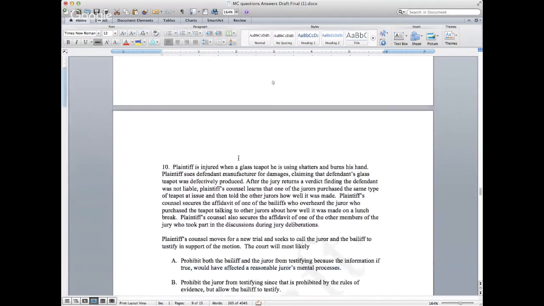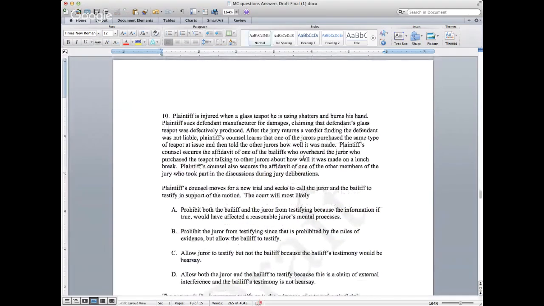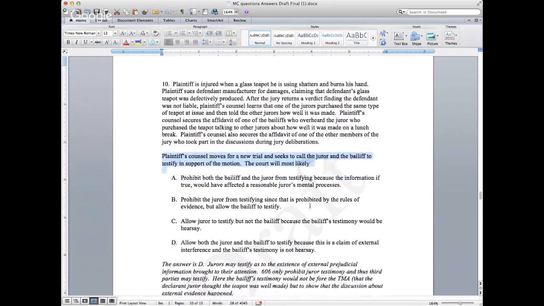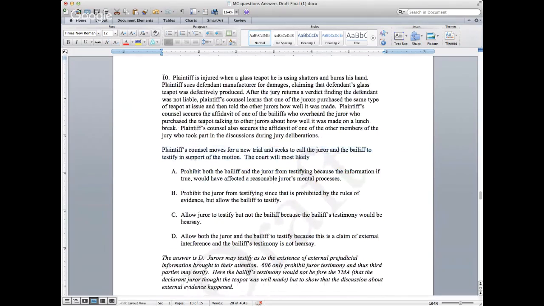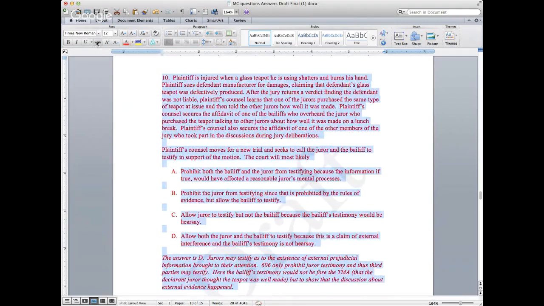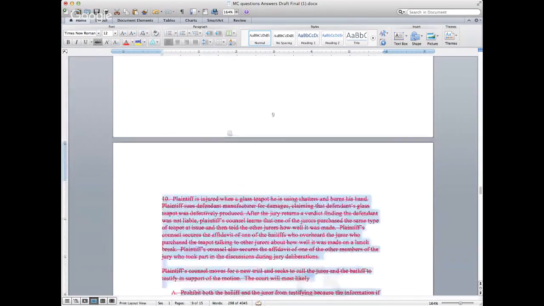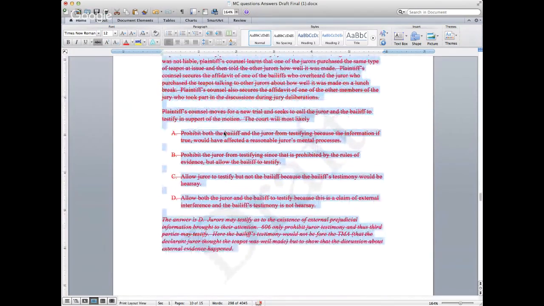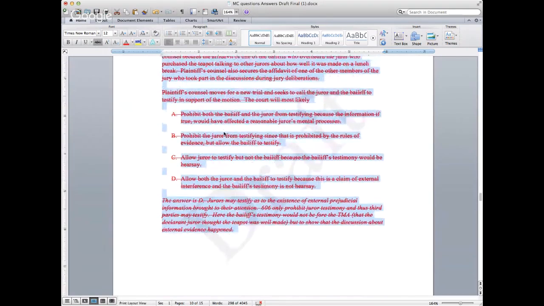Let's move to question 10. Plaintiff's counsel moves for a new trial and then seeks to call the juror and bailiff to testify to support the motion. The court will most likely... Well, this is something we did last year, but this year we didn't do it. So I'm going to move past this question too. So 9 and 10, we're not going to go over, because it's not going to be on our exam, and I don't think it's worth going over.